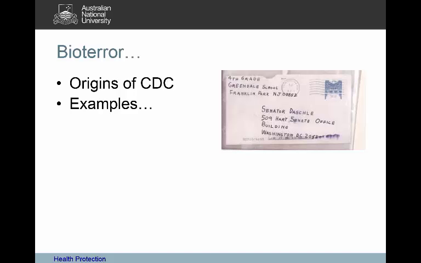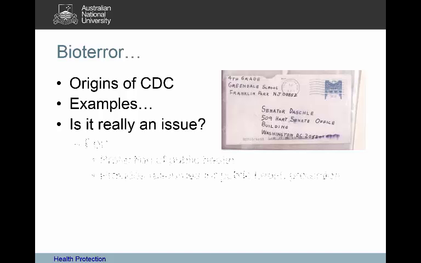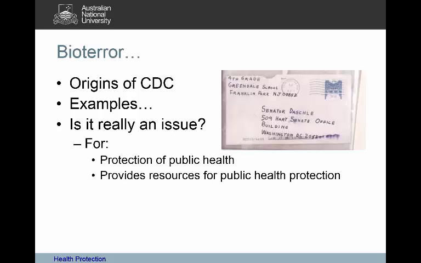But given the seriousness of anthrax and the high case fatality rate, it was important that there was a robust investigation and response mechanism. Do we really think it's an issue? It probably is for protection of public health, and it did provide resources for public health protection as well. Following the white powder incidents with anthrax in the US, a lot of money flowed into public health to improve surveillance and improve our understanding of the potential of bioterror to cause widespread disruption of the health system.